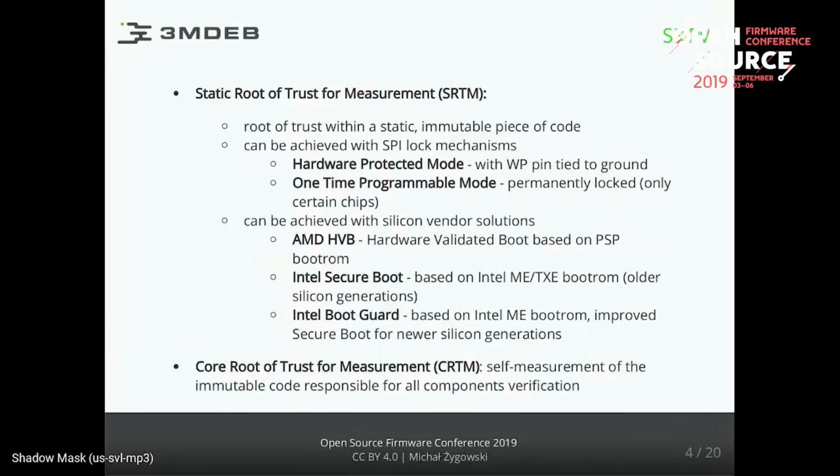There are also some silicon vendor-based solutions like AMD Hardware Validated Boot, which is based on the PSP boot ROM and only allows to boot cryptographically signed components in the early boot phase. And the Intel Secure Boot or Boot Guard, which is also based on the ACM or TXT boot ROM, also serves the same purpose as AMD Hardware Validated Boot. It does not allow to execute unsigned code in the very early phase.